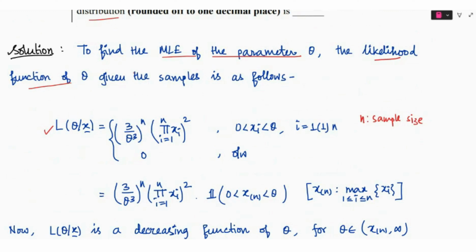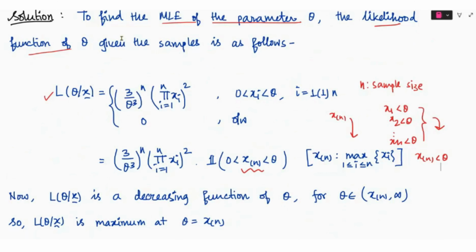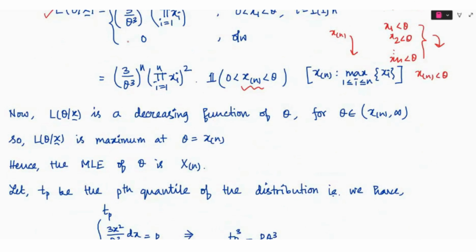So the likelihood function becomes (3 by theta cube) whole to the power n, into the product of x_i squared, times the indicator function of x order n lying between 0 and theta. We have considered the x order n statistic because x order n is the maximum. We have the condition that x1 less than theta, x2 less than theta, up to xn less than theta. To incorporate all the conditions in a single condition, we have taken the maximum order statistic. Maximum order statistic less than theta automatically implies that all the x_i values are less than theta and greater than 0.